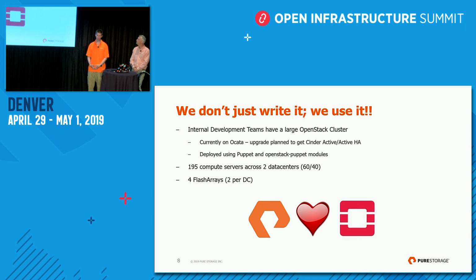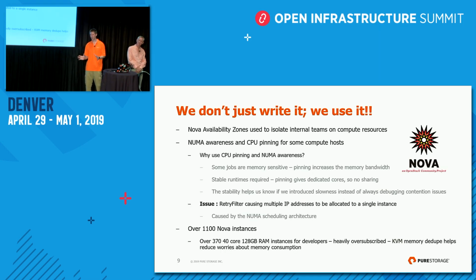Currently, we have about 200 compute servers spread across 2 data centers. And we have 4 flash arrays, 2 per data center. Why do we have 2 flash arrays per data center? Because they get lonely if you buy just one. So you want to buy at least 2 flash arrays when you buy a flash array. 2 just seemed like a good number. Why have just one? Some things that we do that are unique.